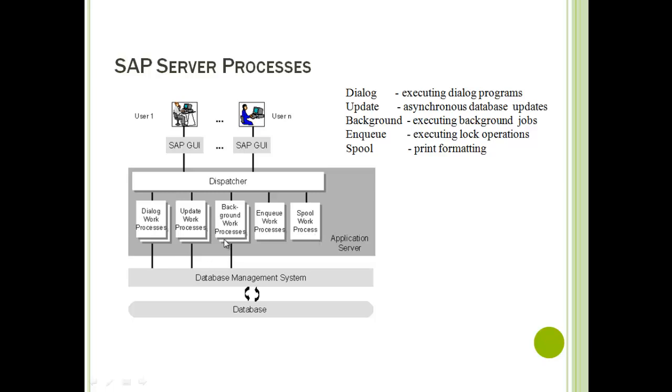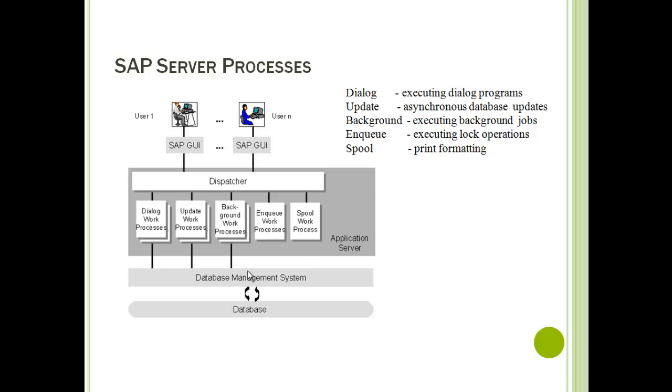Let's say from the dialog work process, or from the background work process, you run some background job and create some output to be printed. So who is going to do this job? You executed the program in dialog mode or background mode and you got some output. This output will be sent to the spool work process. The spool work process will do the necessary things and it will do the printing job. It takes care of all the printing requests. So we have dialog, update, background, NQ, and spool work processes.